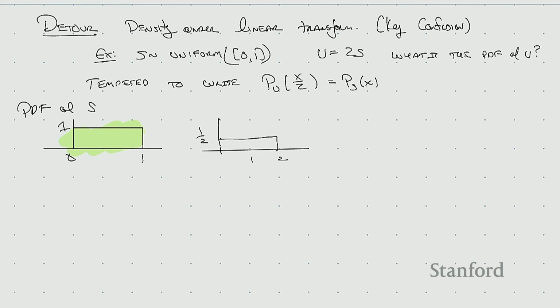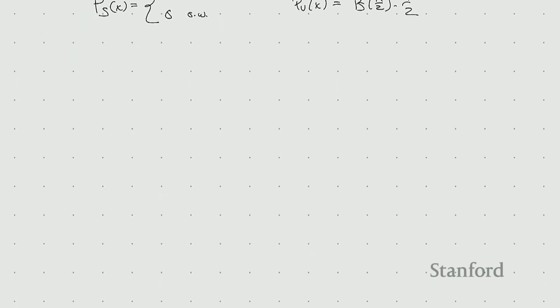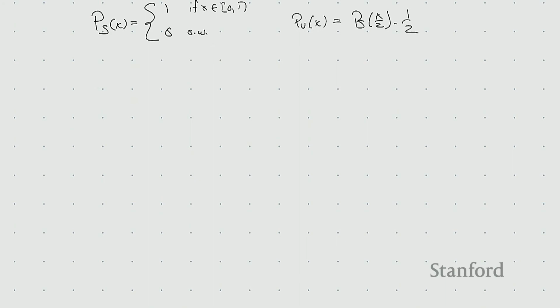So this relationship is clear. P_S of x is going to be equal to 1 if x is an element of [0, 1], and 0 otherwise. P_U of x is going to be equal to P_S of x over 2 times 1/2. Okay? And that's just the normalizing constant. And so the key issue here is this normalizing constant.